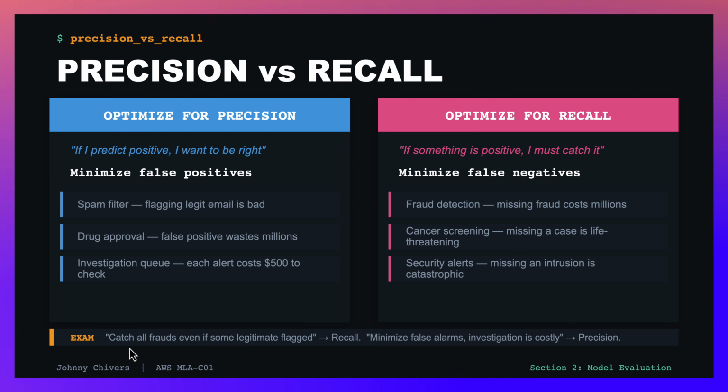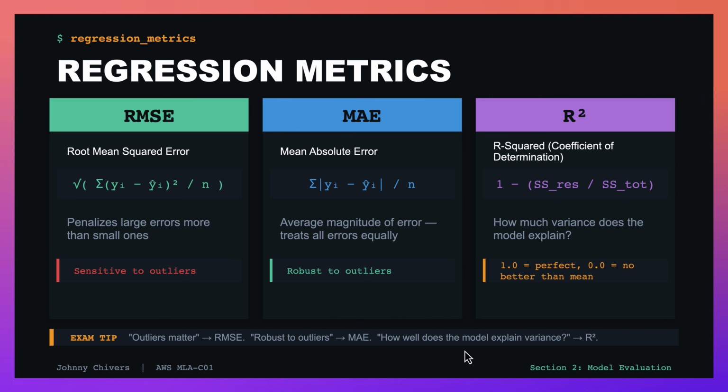And then, as I said, in the exam, you're going to be asked these questions. Catch all frauds, even if some are illegitimately flagged. That's recall. Minimize false alarms. Investigation is costly. That's precision. So based on what you're doing, you'll be asked to recall one or the other for the exam.